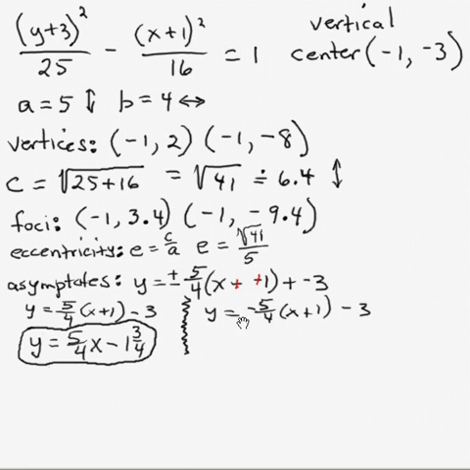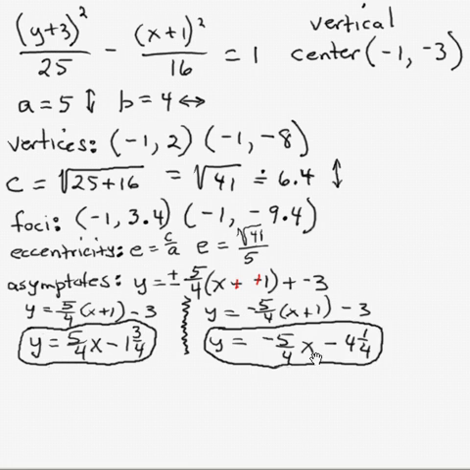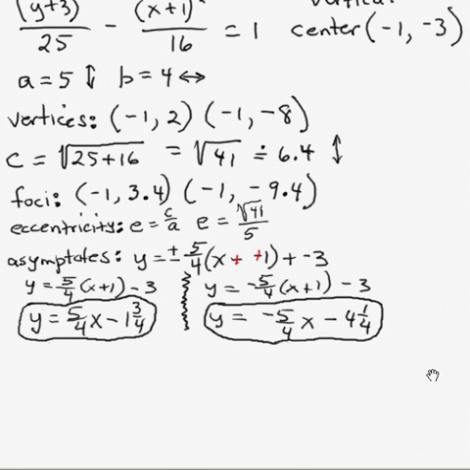In the negative case, distribute out negative 5/4 to x plus 1 is negative 5/4 x minus 1 1/4 minus 3 more, which is negative 4 1/4. I probably will not have you calculate those asymptotes for me on the graph, but for homework, you're sure going to plot them because they're essential for the graph.